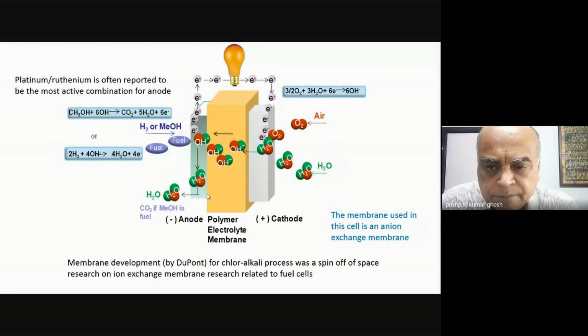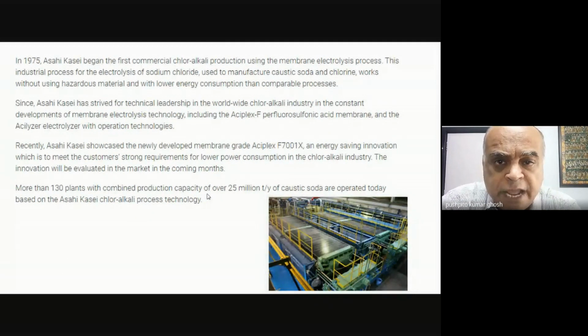Okay. By the way, just to show you, today, in fact, almost all of the entire alkali production in the world is now done with what is known as the membrane technology. I've just shown you a plant, it's in Asahi, they developed their own membrane. Many companies subsequently developed their own membranes, although credit must go to DuPont because they were the pioneers in developing these membranes. You can see, for example, there are 130 plants just from this company Asahi, the licensed technology, and 25 million tons of caustic soda is being produced from this.